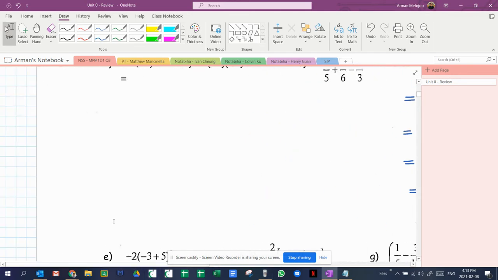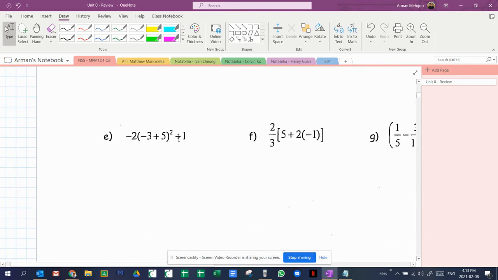Okay, let's go to question E over here. For question E, I have to make sure I'm following BEDMAS. BEDMAS says look at your brackets first. So let's go ahead and add those numbers up inside of my brackets. -3 plus 5 is going to be +2. In my next step, I can go ahead and do my exponents. So I've done my brackets, and I'm going to do my exponents.